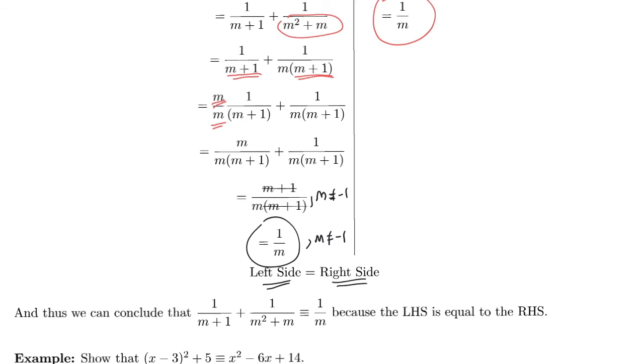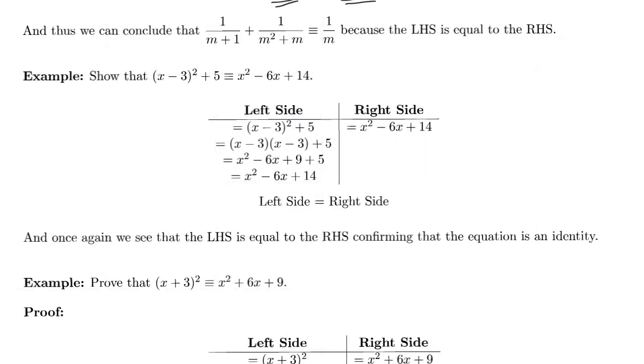Okay, let's keep going. Now for this next one, we're told to show that x minus 3 squared plus 5 is equivalent to x squared minus 6x plus 14. So when I look at the two sides, I'm going to look at them separately. That right-hand side, x squared minus 6x plus 14, I'm going to leave like that. I think it might be easier just to do the work being applied on the left, like that square. So I'm going to apply that square. And you've got to be careful about that.